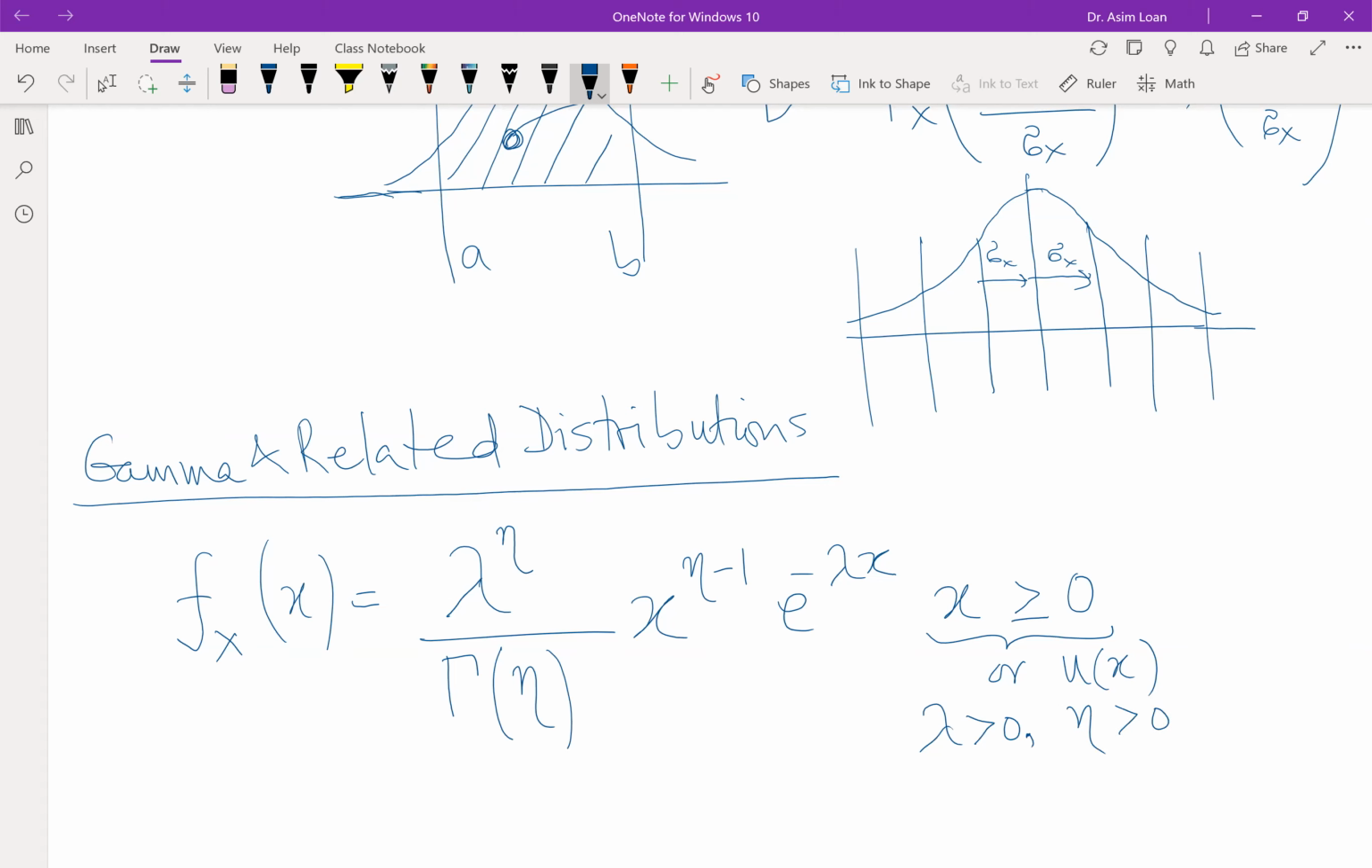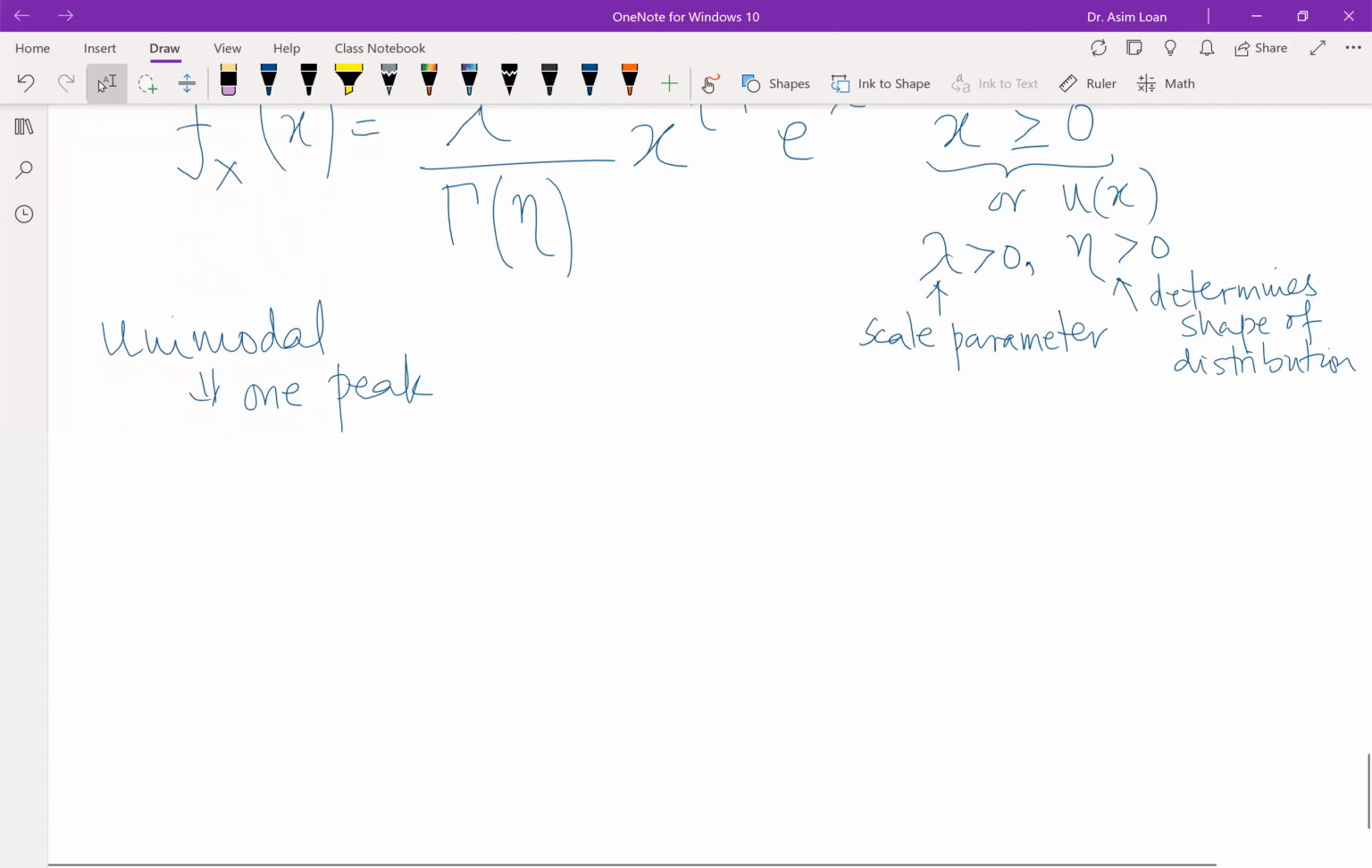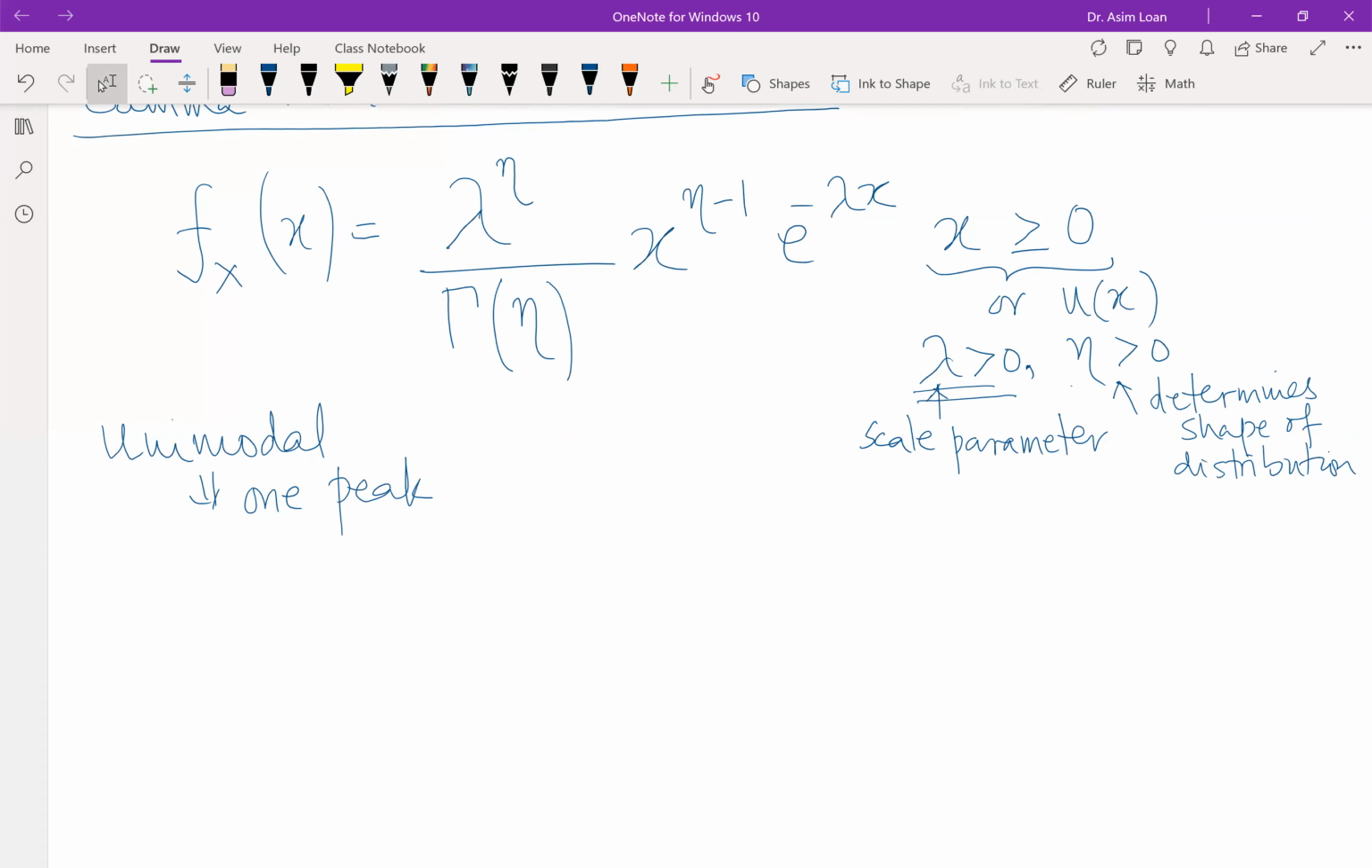Lambda is called the scale parameter, and eta is the shape parameter, which determines the shape of the distribution. These are unimodal, meaning there is only one peak. We can have a wide variety of these functions for different lambdas and different etas.